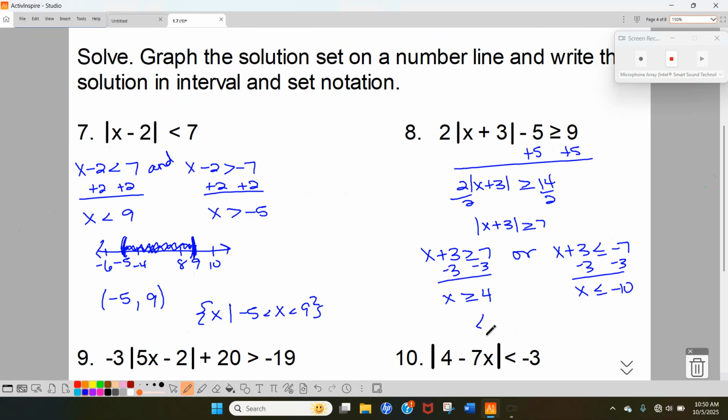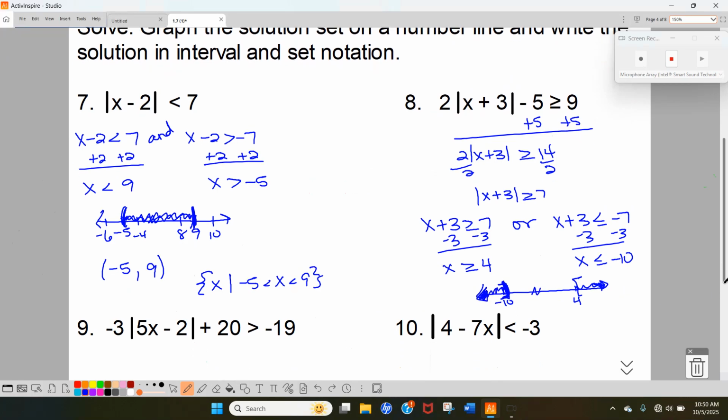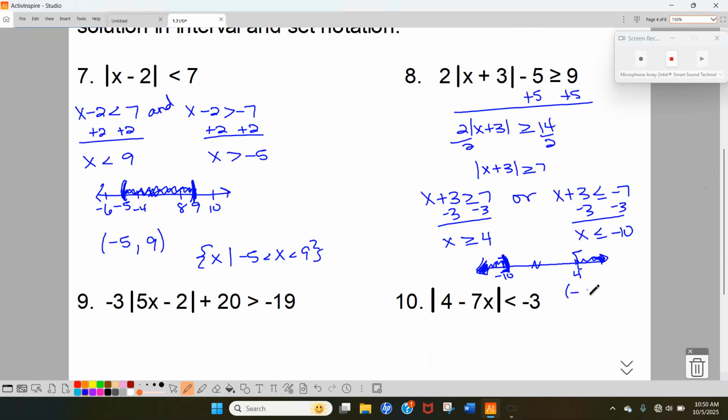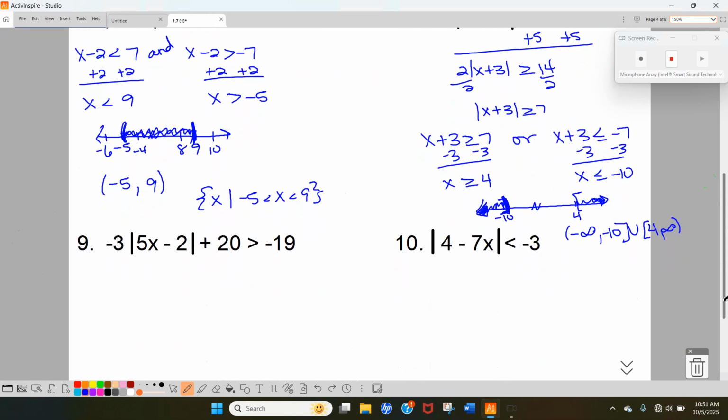So on a number line, you have negative 10, we have 4. We want a bracket at 4 and greater than. We want a bracket at negative 10, sorry, and less than. So then your interval notation would be negative infinity to negative 10, bracket, union, because we're skipping some numbers, and then 4 to infinity. All right, and then set notation, again, this is the last time I'm going to write this. Set notation would be x such that, and then since we have two separate things, we can just say less than or equal to negative 10 or greater than or equal to 4.